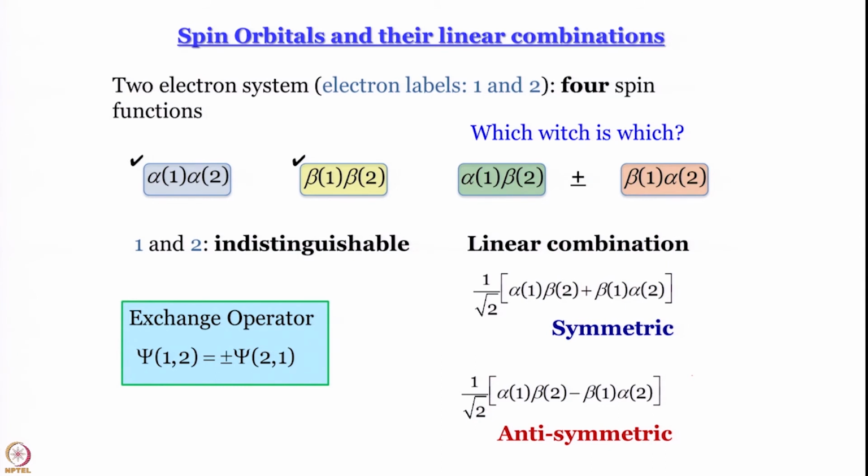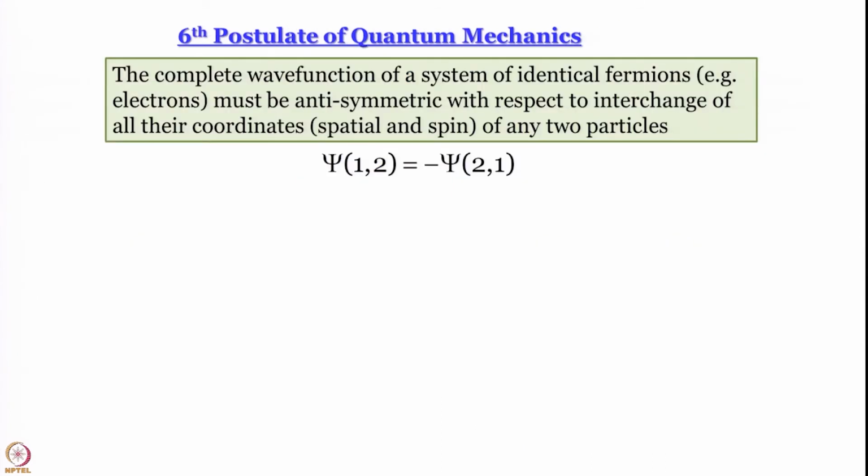Why would we bother about that? We bother about that because there is something called the sixth postulate of quantum mechanics, and I will just read it for you because it is important to understand this. It says the complete wave function of a system of identical fermions, what is a fermion? Spin half or integral multiple of half, that is what the spin number is, right. So, fermions like electrons must be antisymmetric with respect to interchange of all their coordinates, spatial and spin, of any two particles. I read that again.